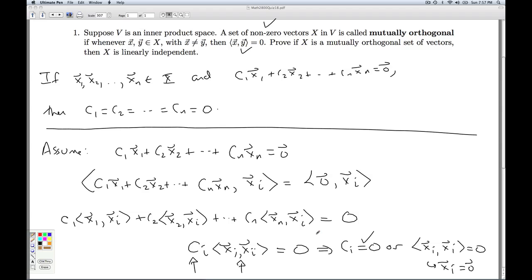So what have I shown? If I have a linear combination equal to 0, then c sub i has to be 0 for all i. And that's exactly what I needed to show for linear independence.